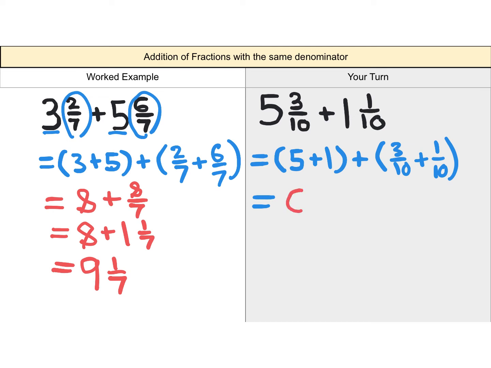5 plus 1 gives me 6. 3/10 plus 1/10 is 4/10. However, that can be reduced, so it's going to be 6 and 2/5.